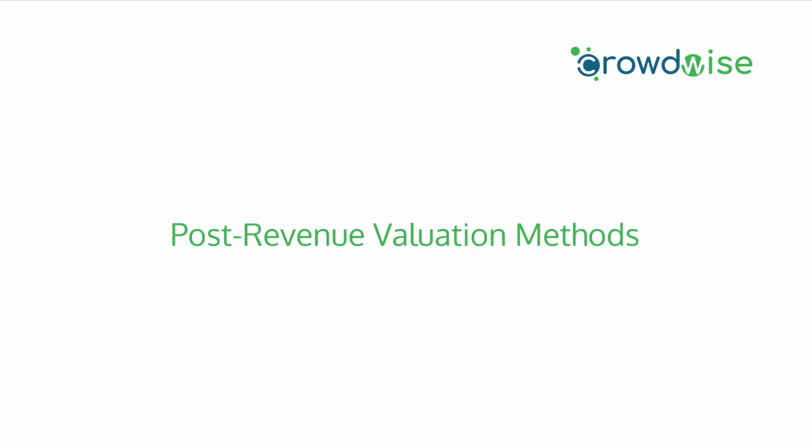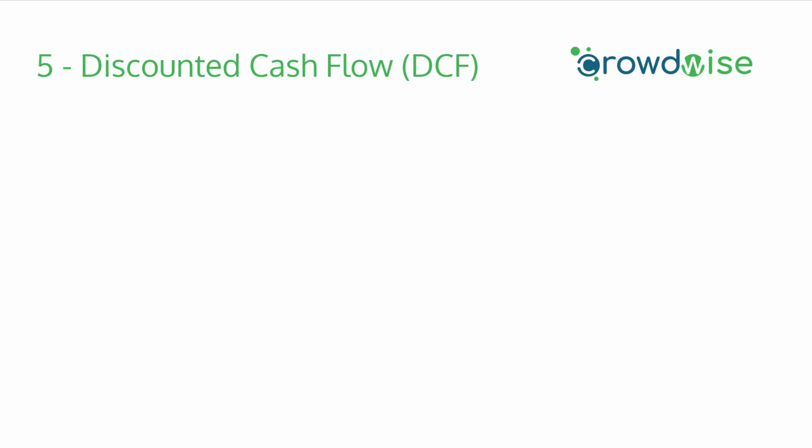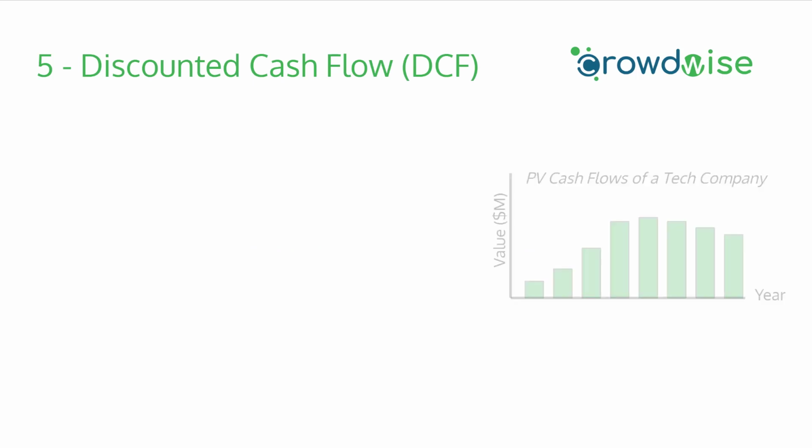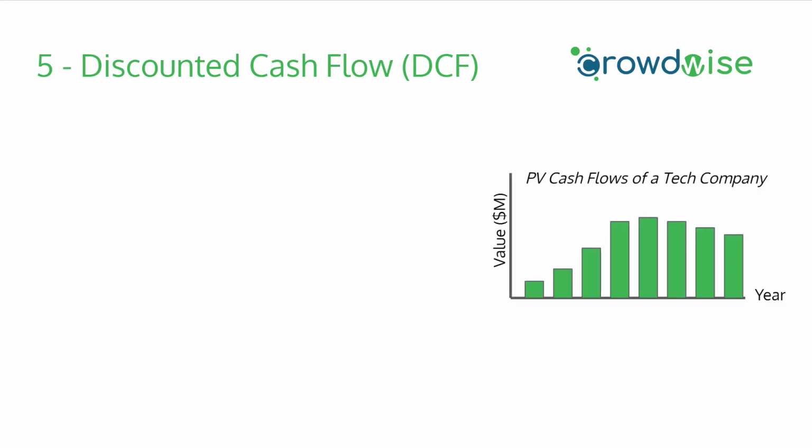Now, we're going to move into post-revenue valuation methods. These are a little less relevant for crowdfunding and very small angel investors, but it's important to understand them, as you'll hear them discussed in the industry. First is the discounted cash flow or DCF method. Think back to those charts that we showed with Peter Thiel and how all the future cash flows of a tech company come many years out. What the discounted cash flow method looks to do is take the present value of all those future cash flows and discount it using a certain interest or discount rate to the present day.